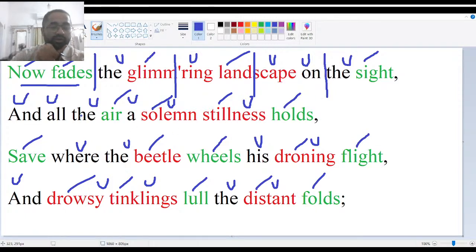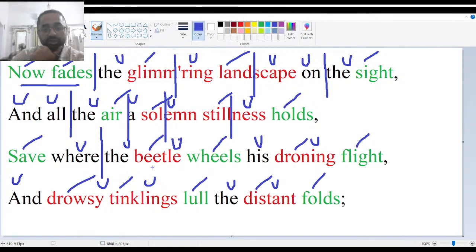Okay, let's come to the second line. And all the air, solemn and stillness holds. Then in the third line, it begins with an accented syllable, but don't worry, you could have a variation here if you cut it after where. Then you have the beat. Sorry, I forgot to put an unstressed mark here.